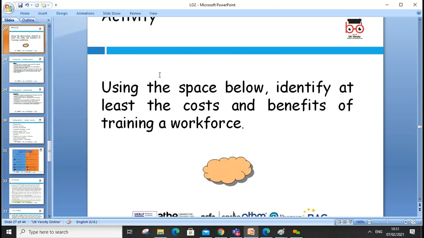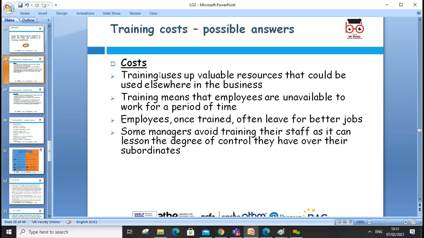So we need to look around, using the space below, to identify the costs and the benefits of training the workforce. It's always good to make a list of how much it costs me and what the benefits of training are. Okay, costs: training uses valuable resources that could be used elsewhere. We are spending money, we are spending time, we are spending cost, we are using employees.